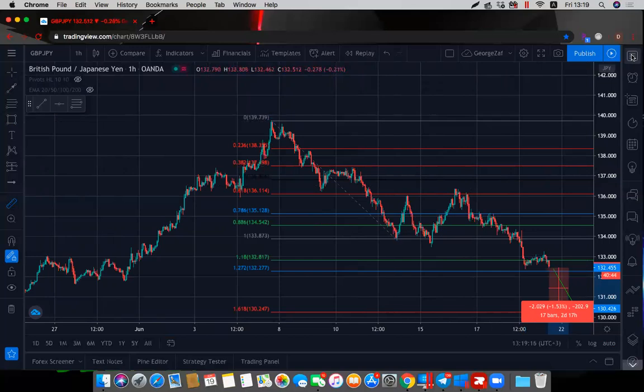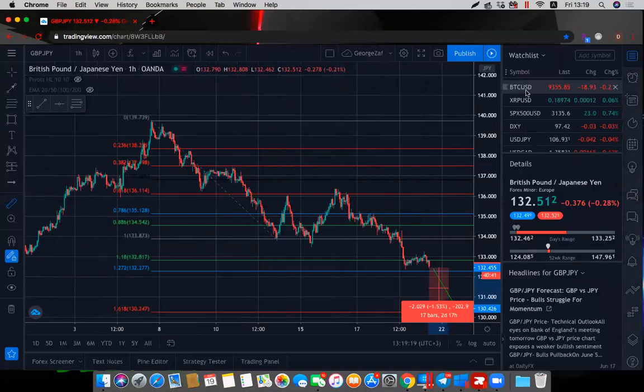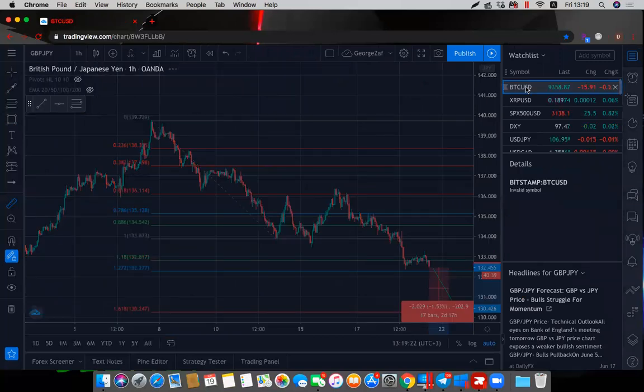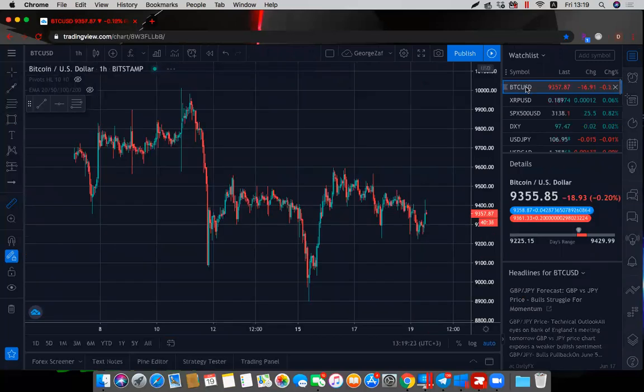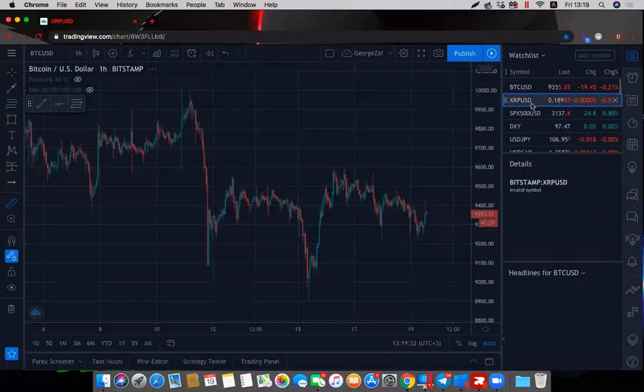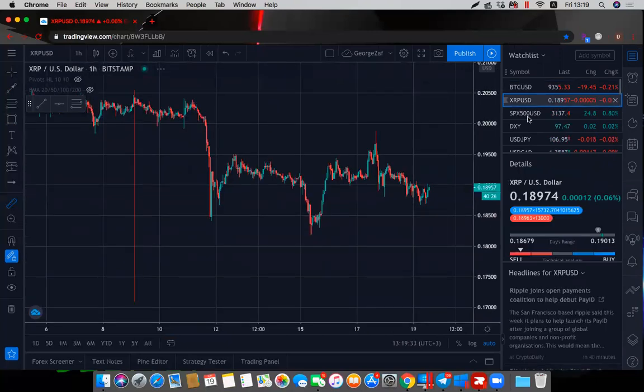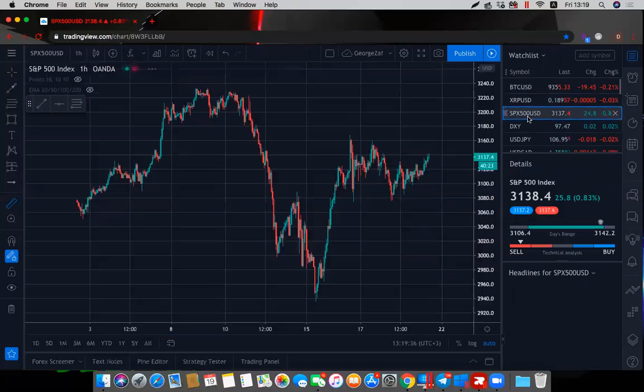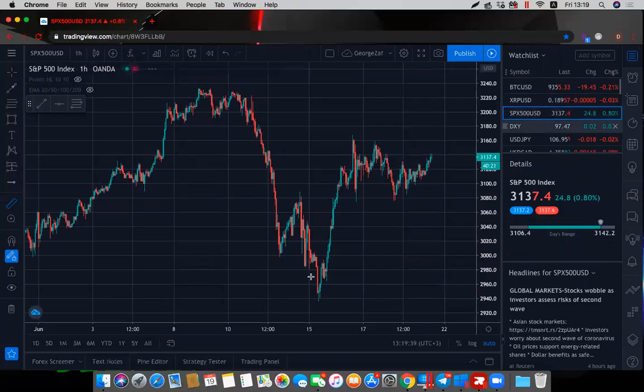Okay, let's do a few other examples. You can do also examples on Bitcoin. Okay, this is a sideline. This is the side market, so I'm not getting it. This is the same too. SPX. This is obviously an uptrend here, okay?